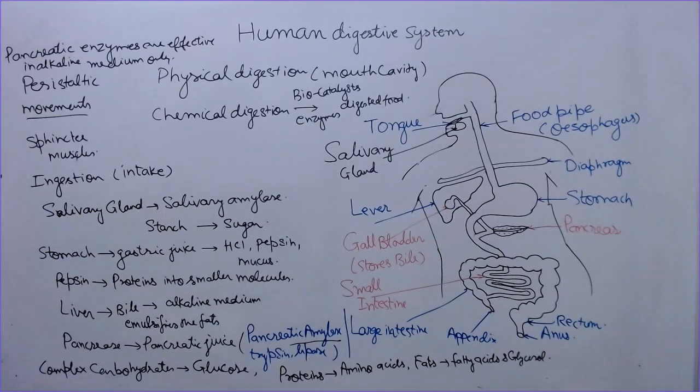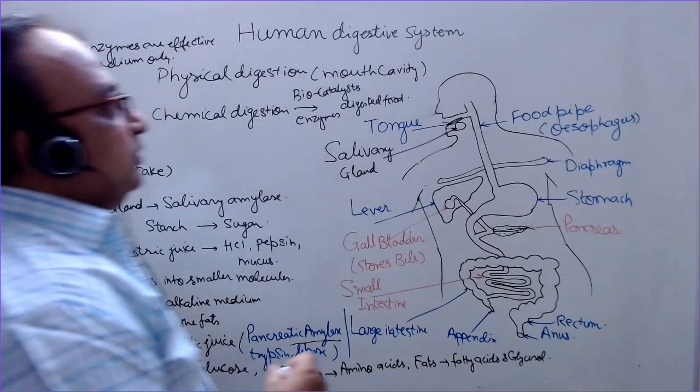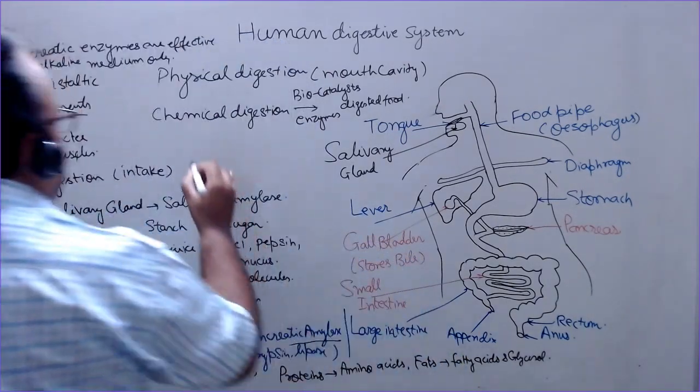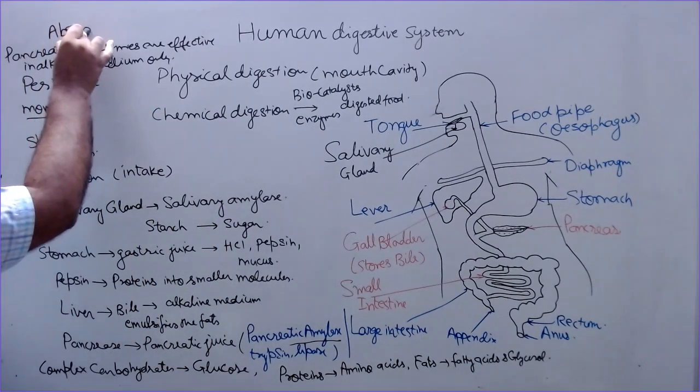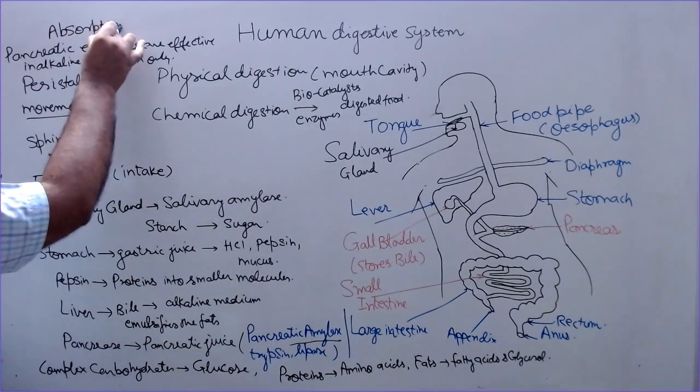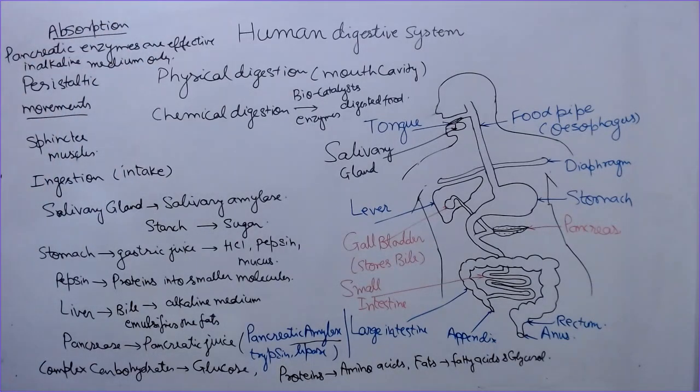So after this, the next stage is absorption. So ingestion, and after this digestion, and next we have absorption. Absorption is the next stage. So what is absorbed here?